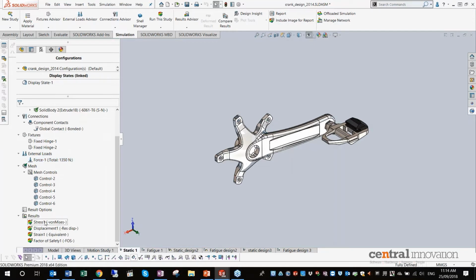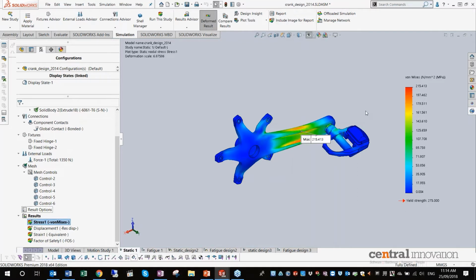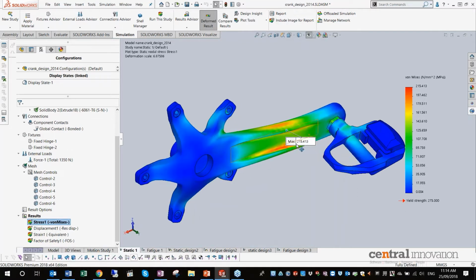After running the analysis, I can get the stress results. You can see the stress result is 215 megapascal, which is below the 275 yield strength of the material. So this part with this load is not actually failing. But what happens if I apply this load with 7 million cycles?